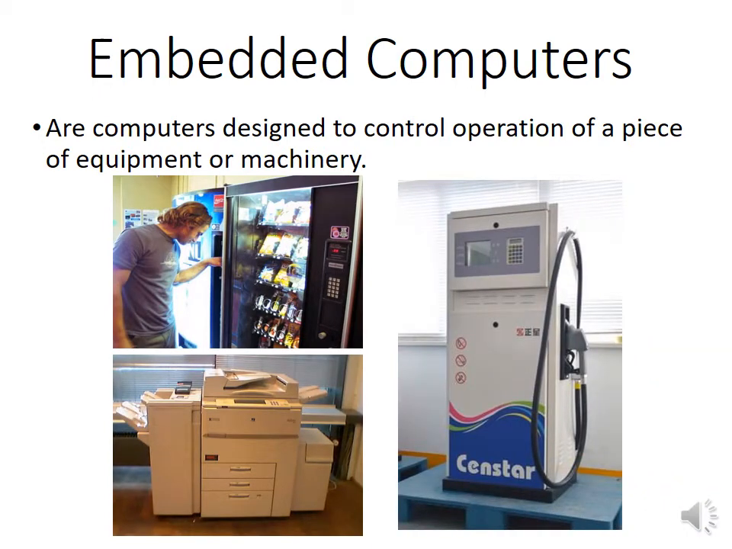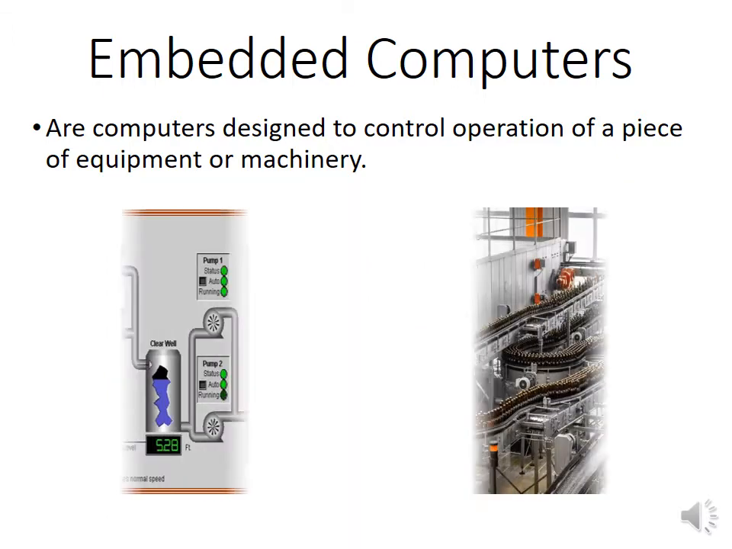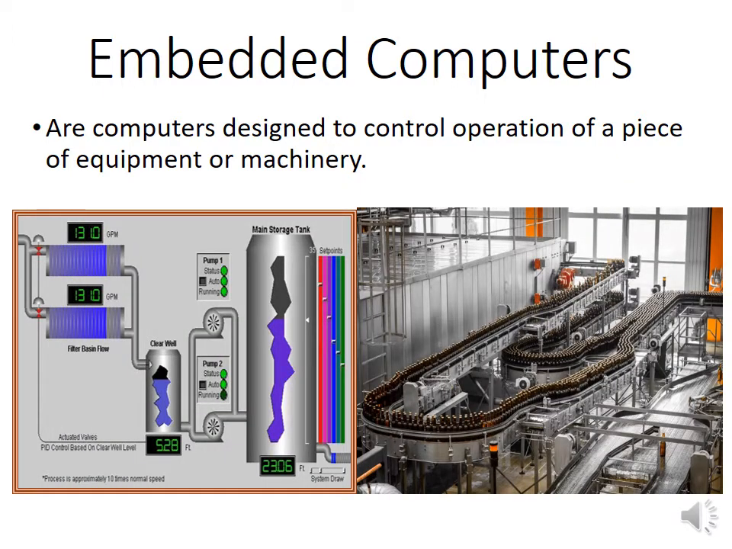In the commercial sector, we can use embedded computers to control the operation of, for example, a drink dispenser, a photocopying machine, or a fuel dispenser. In instrumentation and control, we can have embedded computers being used in the measurement of variables in the plant or in the control of an automation system. For example, the control of a bottling plant.